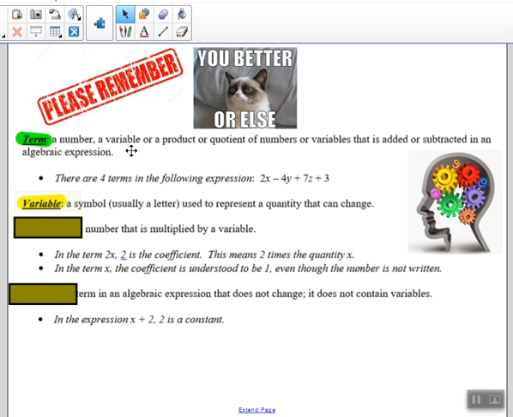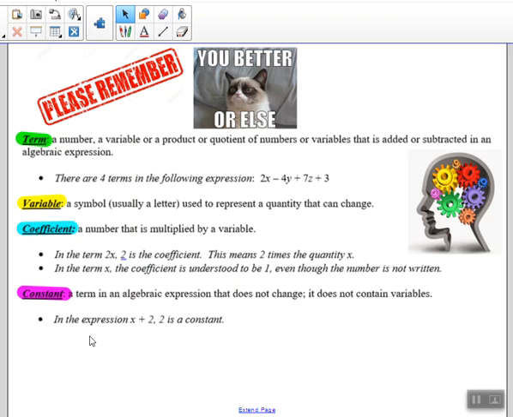Now there's also variables, which you know what those are, letters that stand for numbers. There's also coefficients. You should remember what this one is too. Coefficients would be the number being multiplied by a variable. So 2 is a coefficient. Negative 4 is a coefficient. 7 is a coefficient. Those are coefficients. There's also constants though. Constants are numbers that don't change their value. Like this 3 is a constant because it's not attached to a variable. It is constantly representing 3.